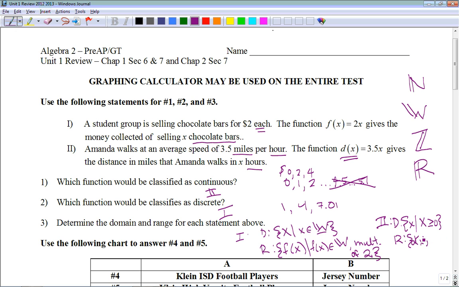Whoops, shouldn't have an equal sign there. The set of all d of x values where d of x is greater than or equal to 0. Sorry, that would all be on the same line normally.